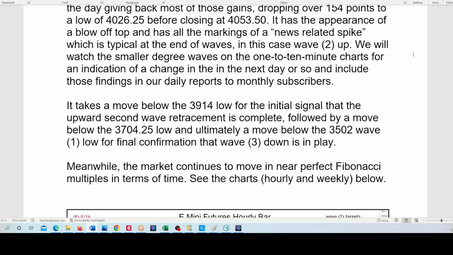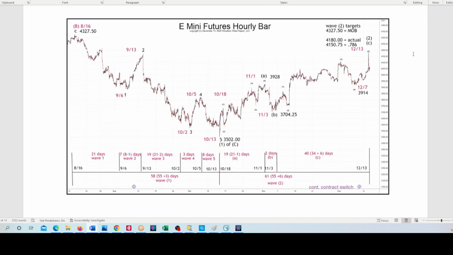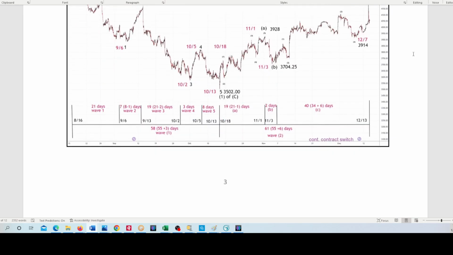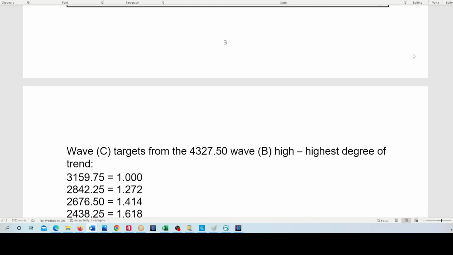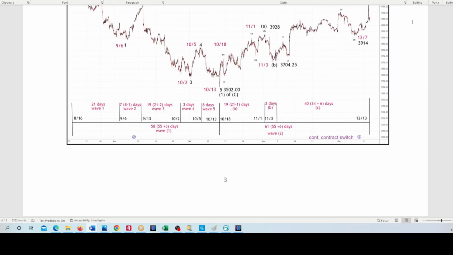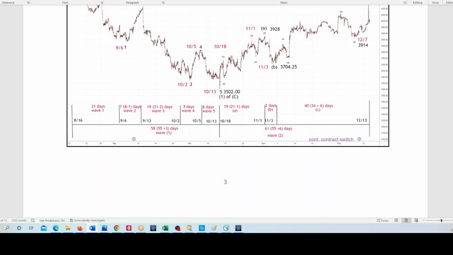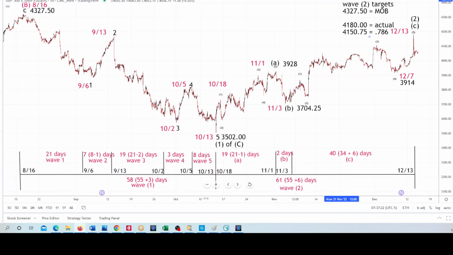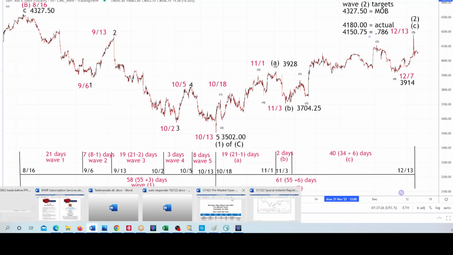Okay, so here's our hourly bar with those time parameters, if you will, internal and external. Okay, so that's what we're looking at there. Let me get out of that and show you guys what we put out earlier this morning. Yeah, I wake up early sometimes.